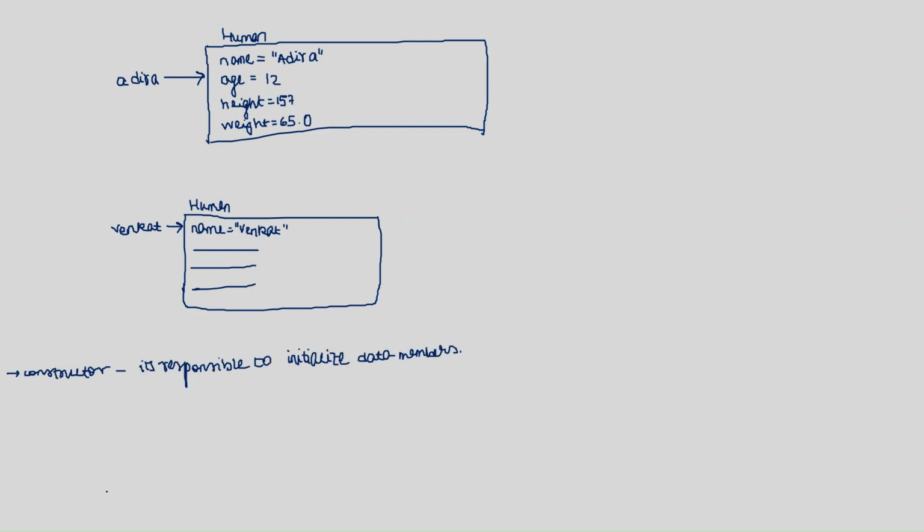Now let us understand what happens when we actually create an object with the help of two statements. So let's say in the first example, I just said Human Adira, and that's it.